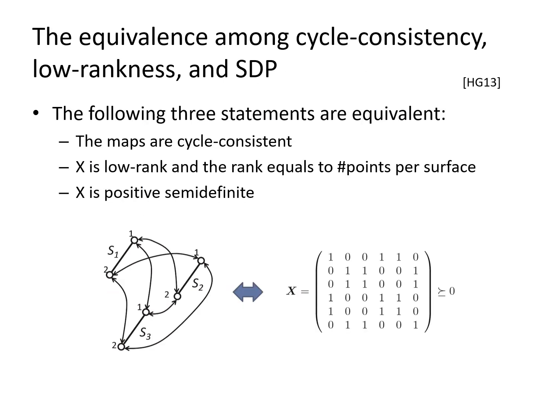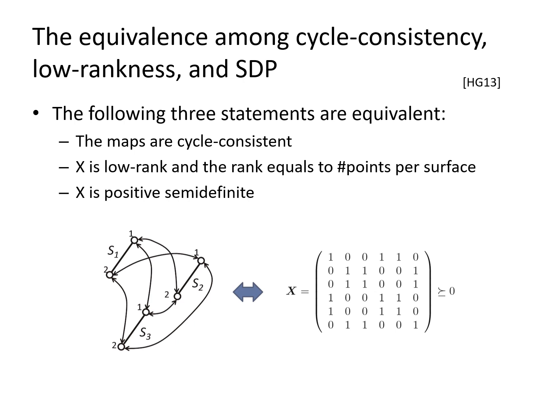So another nice thing about this is that we can show the maps are cycle consistent if and only if X is low rank and if and only if F is positive semi-definite. So basically they're equivalent. The positive semi-definite property is kind of surprising, but on the other hand, here we enforce that the elements are 0 and 1 binary matrices, right? With this kind of integrality condition, you can show that they are equivalent.